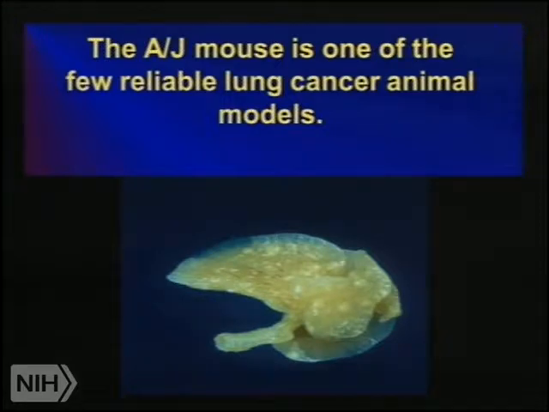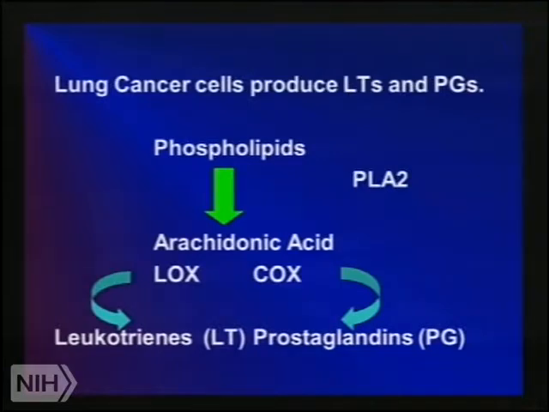And so then a goal became using animal models. One animal model was using the AJ mice. You could expose these mice to urethane, and they would get adenomas, these white nodules that appear as bumps on the surface of the mouse lung. We found that the adenomas especially would metabolize phospholipids into arachidonic acid. And especially in the adenomas, they had cyclooxygenase enzymes that would produce prostaglandins.